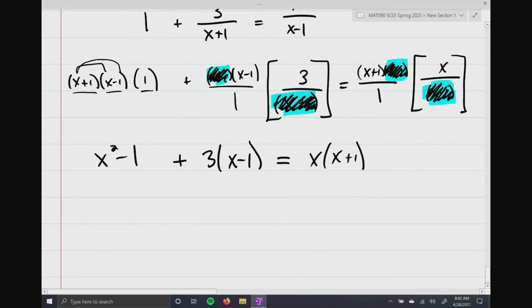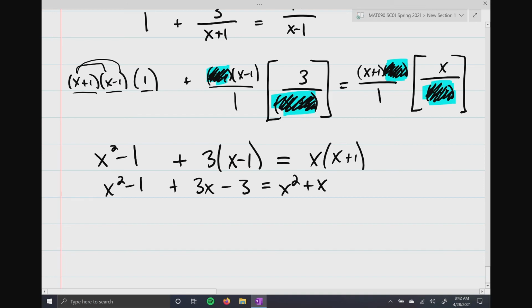So here's what we have. x squared minus 1 plus 3 times the quantity x minus 1 equals x times the quantity x plus 1. So now I'm going to use my distributive property to get rid of some parentheses. x squared minus 1 plus 3x minus 3 equals x squared plus x. Now, what type of problem do I have? It looks quadratic. I agree with you, April.